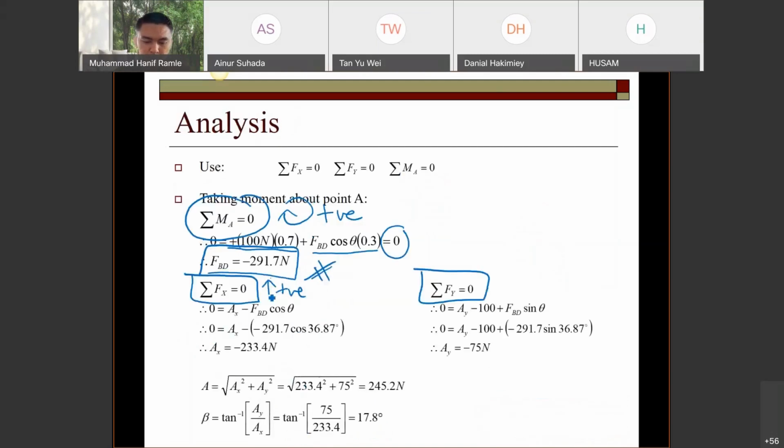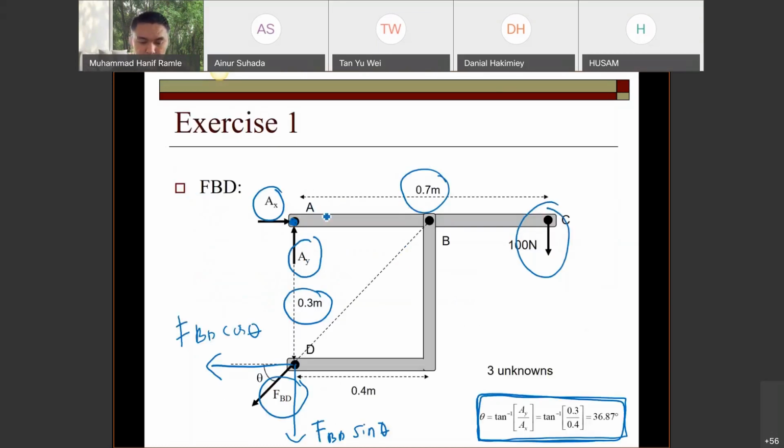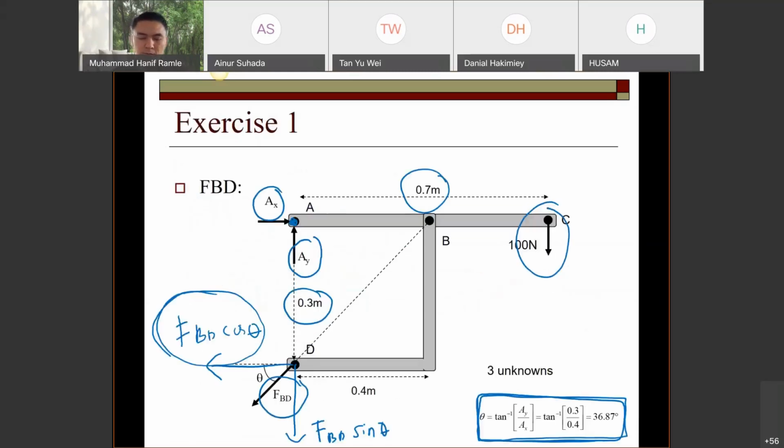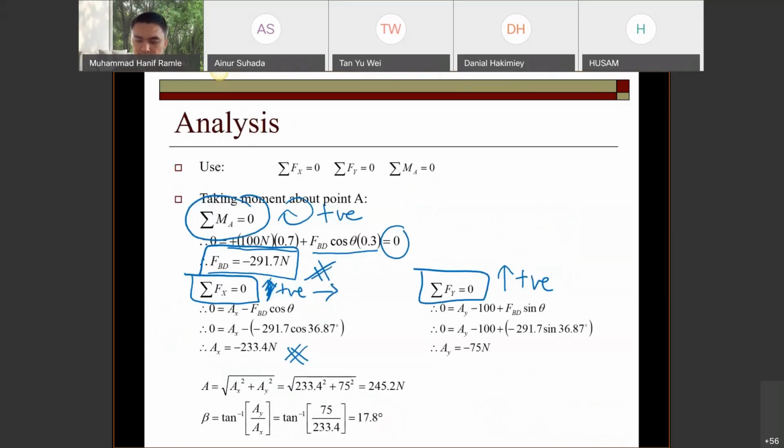Sorry, this one is X, so positive should be to the right. Ax is positive, and then this component should be minus F_BD cos theta. Substitute the value and you will get the answer of Ax. For Fy, upward is positive, negative 100, and then this component minus F_BD sine theta. It should be minus.